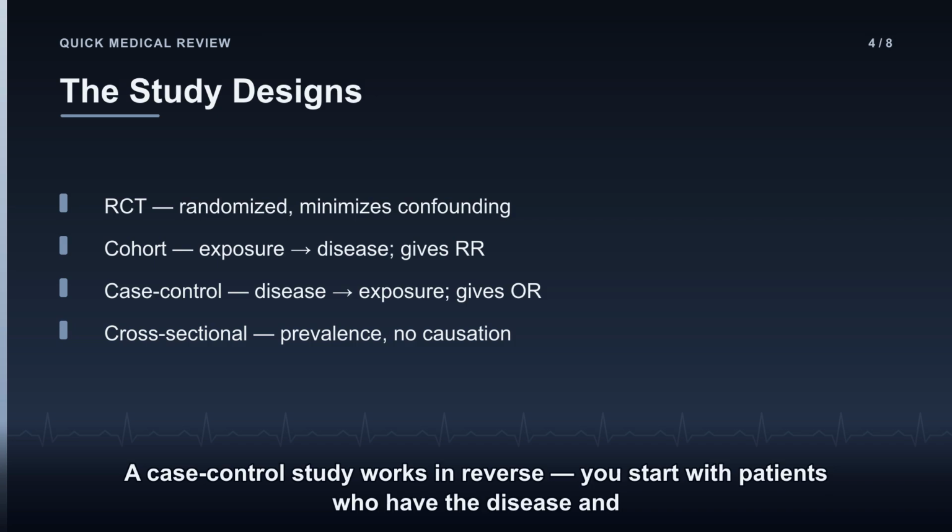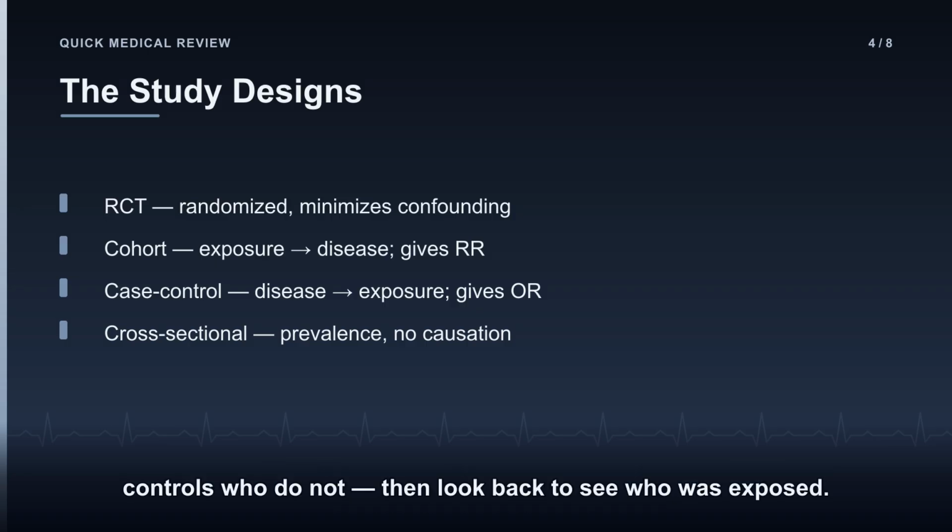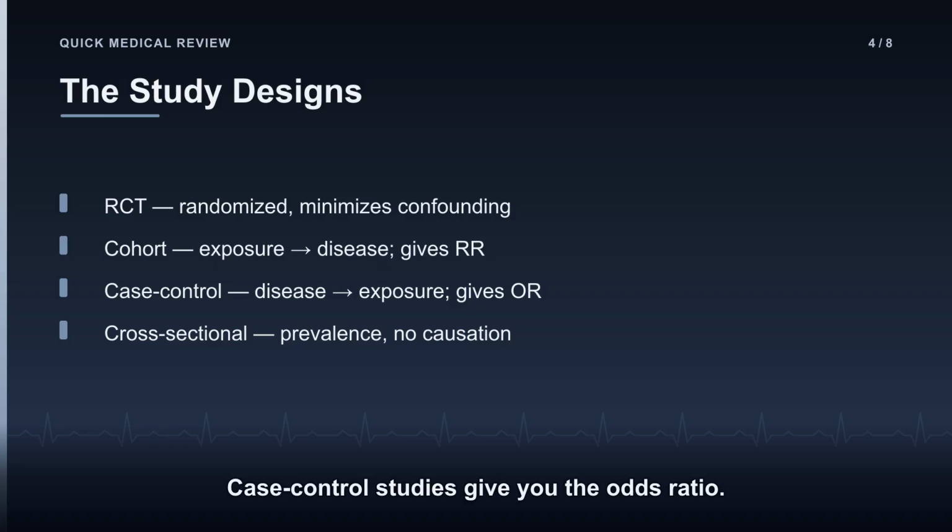A case control study works in reverse. You start with patients who have the disease and controls who do not, then look back to see who was exposed. Case control studies give you the odds ratio. A cross-sectional study is a single snapshot. You measure disease and exposure at the same time, useful for prevalence but cannot establish causation.